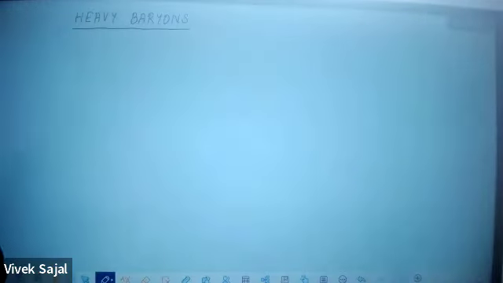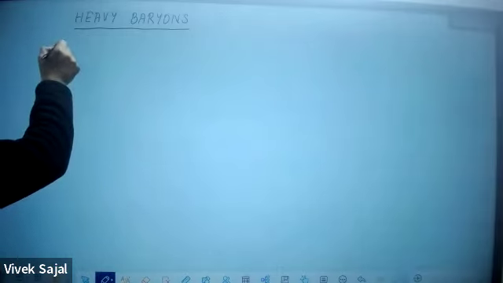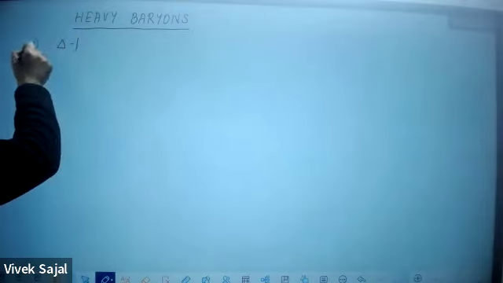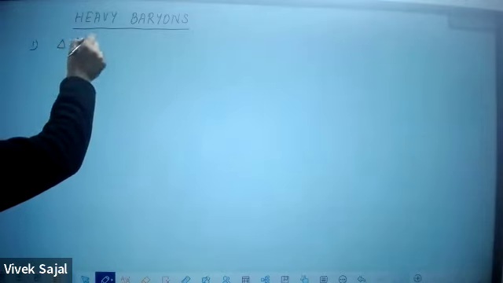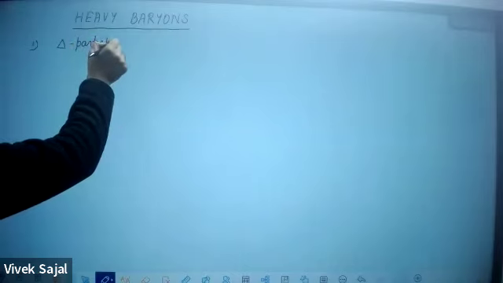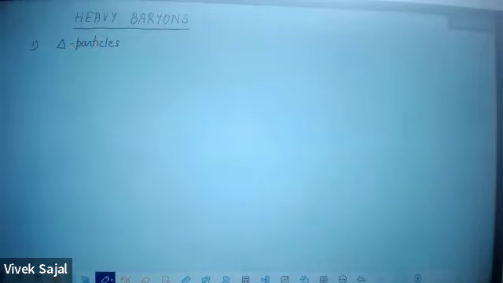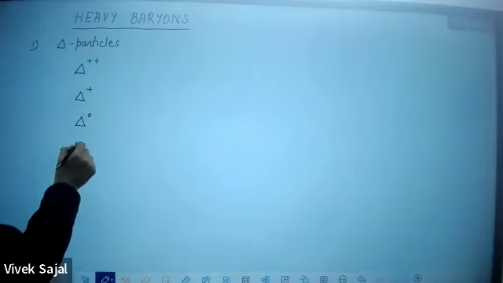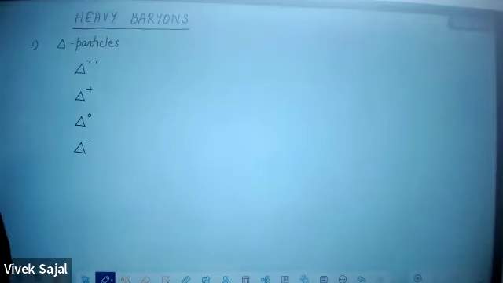So first is delta particles. First category is delta particles. Four types of delta particles are there: delta plus plus, delta plus, delta neutral, and delta negative. So four types of these delta particles are present.